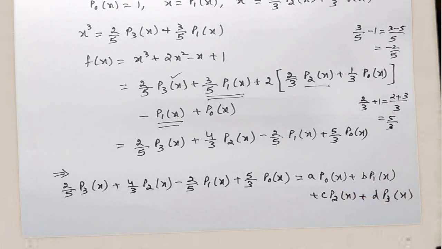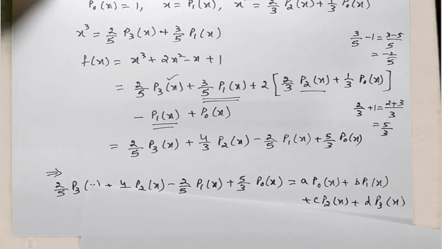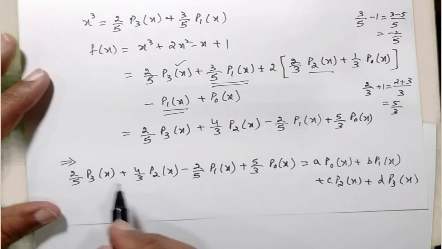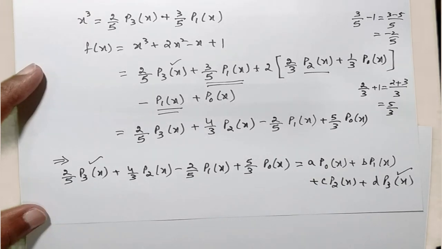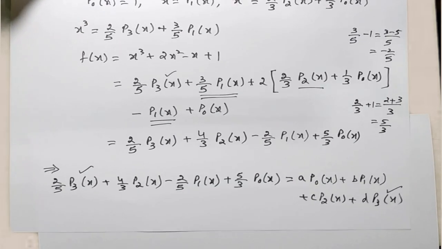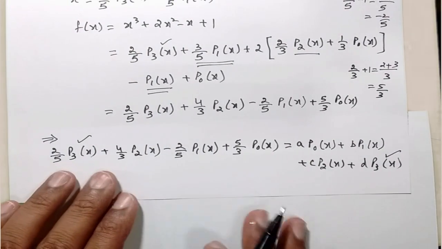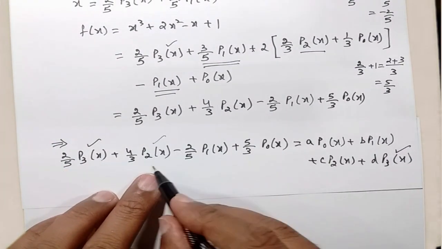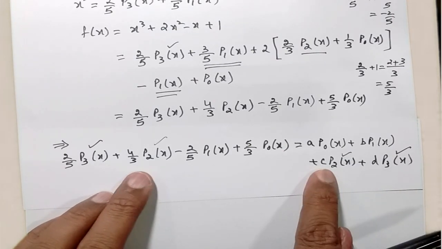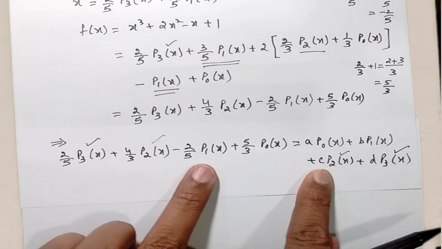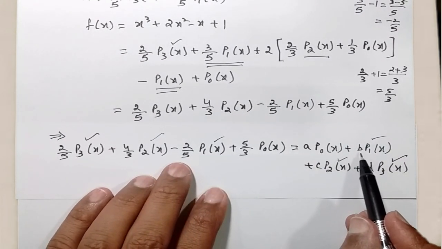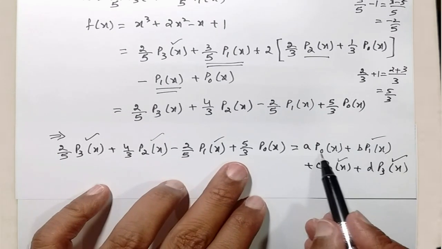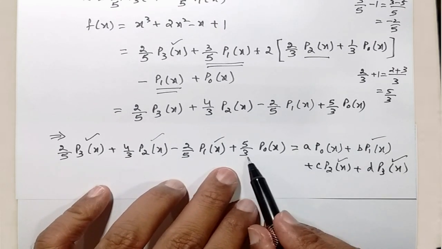So try to compare the coefficients, starting with coefficients of P3. So if you try to observe the coefficient of P3 over here, this is P3 and this is P3. So what is that value we'll be getting? D value will be 2 by 5, right? Similarly, this P2 coefficient. So what will be P2 coefficient? P2 coefficient is C. C value will be what? 4 by 3. Here, P1 coefficient is B. B value is how much? Minus 2 by 5. Again here, P0 coefficient is A. What is A value? A value is 5 by 3.